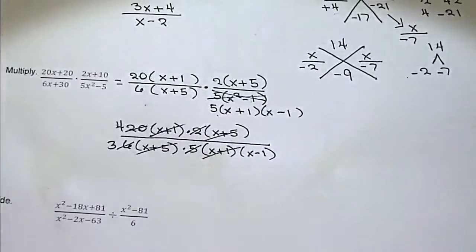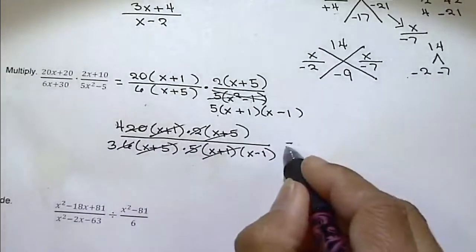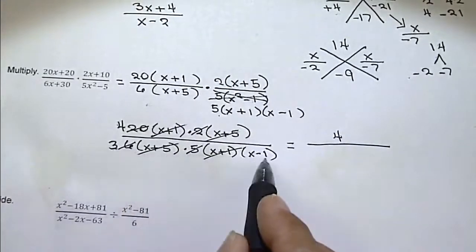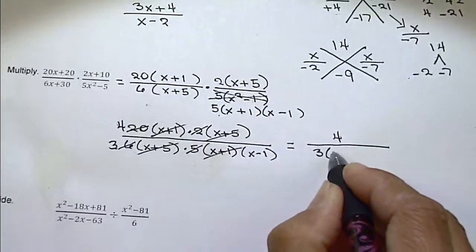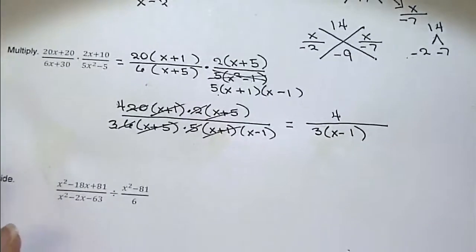Now I start looking at what's left to see if I got it all, because we reduced a lot, right? So I got 4 times nothing up there. So that's 4. I've got 3 times x minus 1, and we're going to write it like that. We're not going to distribute that multiplication. That's fine. Leave it just like that, because it does show us that we factored it and we can't reduce it anymore, okay? Any questions on this? This is old stuff. We've been doing other stuff since then, though, so you might have forgotten.